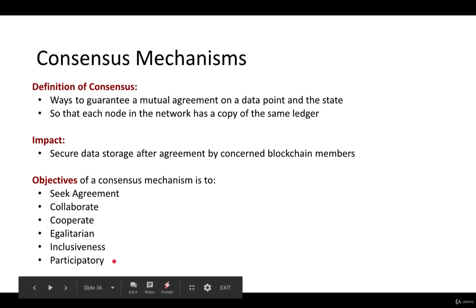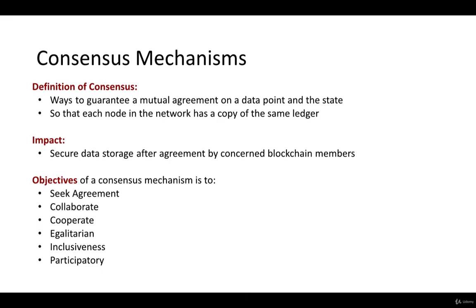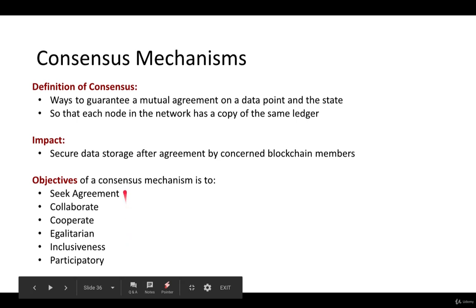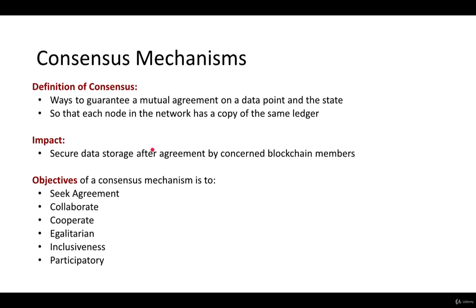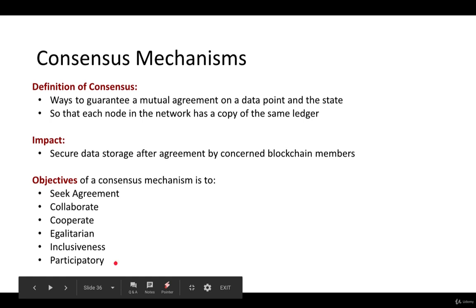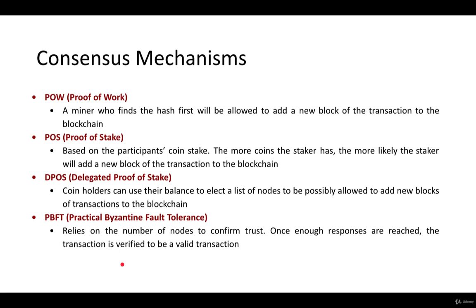The final objective of consensus is that it should be participatory, which means it should involve everyone, and all the members should actively participate in the validation process. So what we saw here was the definition of consensus, achieving mutual agreement for the data. The impact is secure storage because it is validated by everybody. And the objectives: seek agreement, collaborate, cooperate, egalitarian, inclusiveness, and participatory.